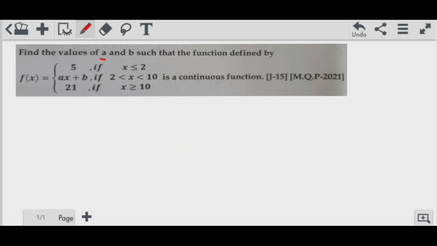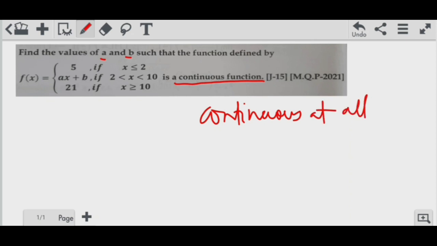Find the values of a and b such that the function defined by f of x is equal to 5 if x is less than or equal to 2, ax plus b if x lies between 2 and 10, and 21 if x is greater than or equal to 10 is a continuous function. They have mentioned that the function is continuous, but they have not given the point at which this function is continuous. That they have not mentioned. So if a function is continuous, it means that the function is continuous at all real points.